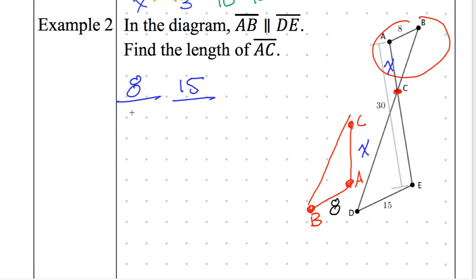That means 8 over X is going to be equal to 15 over this unknown segment right here. But we know how long that is. This whole length is 30. If I subtract X, then I have this length right here. I'm going to say that again because that's hard. If I know this full distance, AE, the full distance is 30, but I subtract X, that means this distance right here is 30 minus X. Right. That means that this proportion is 30 minus X.